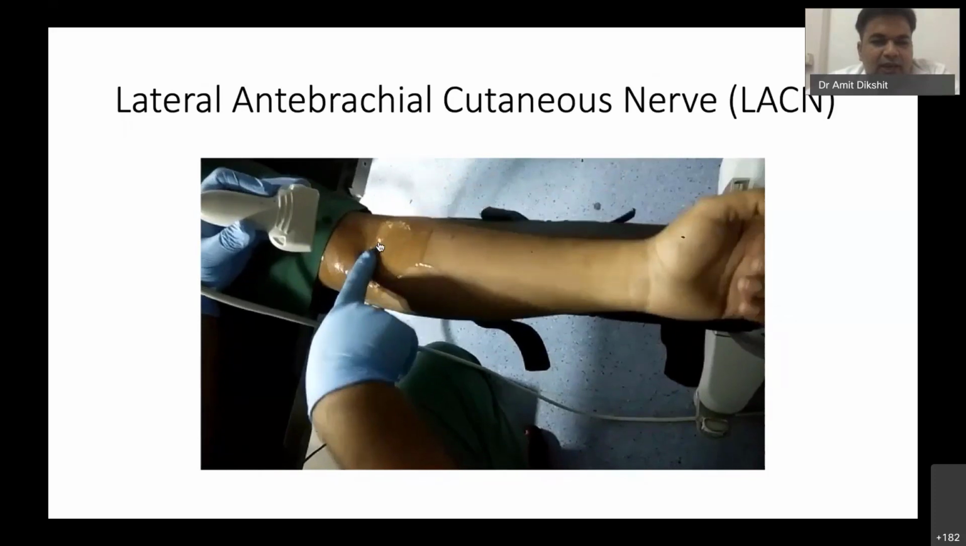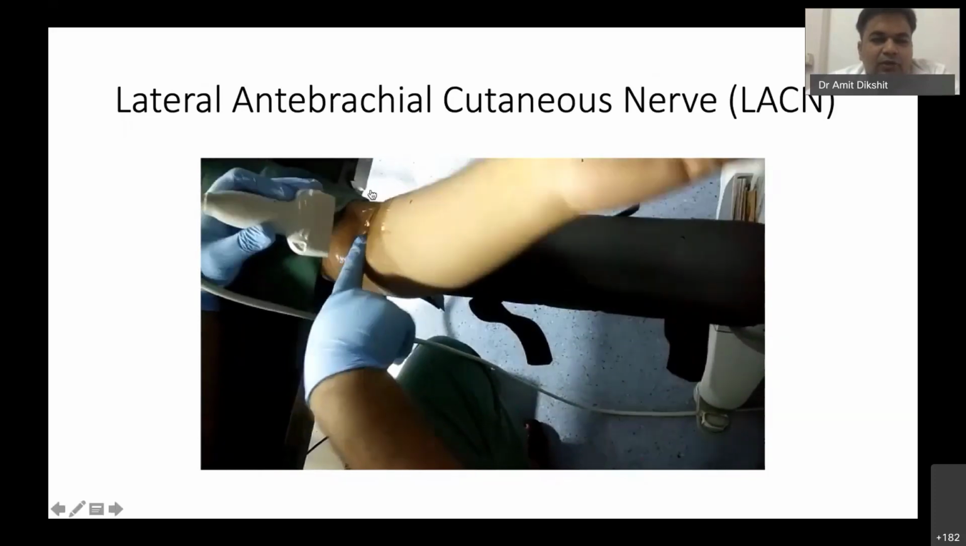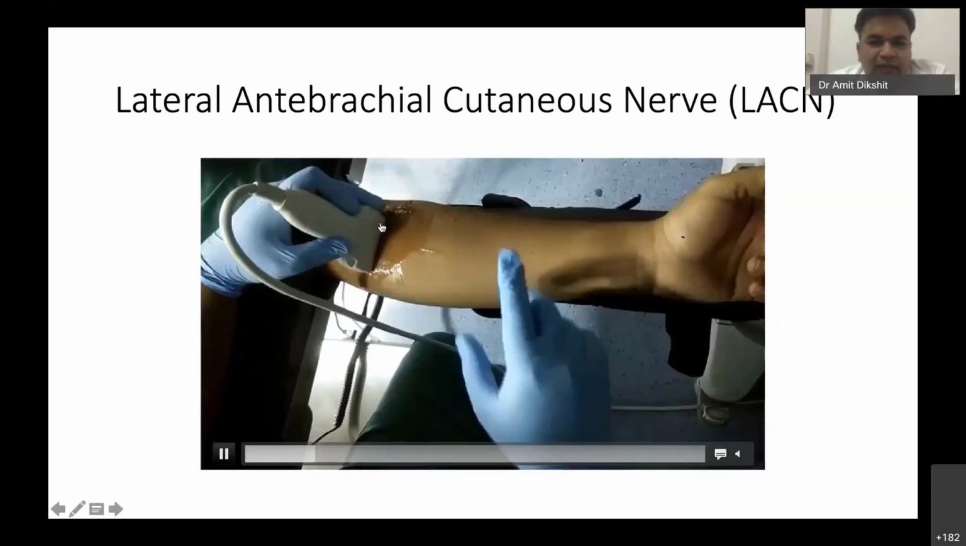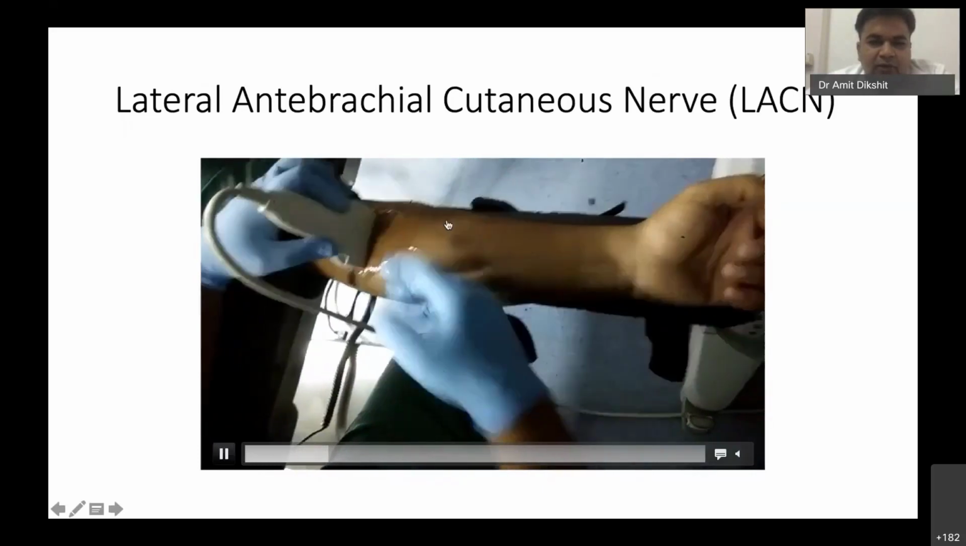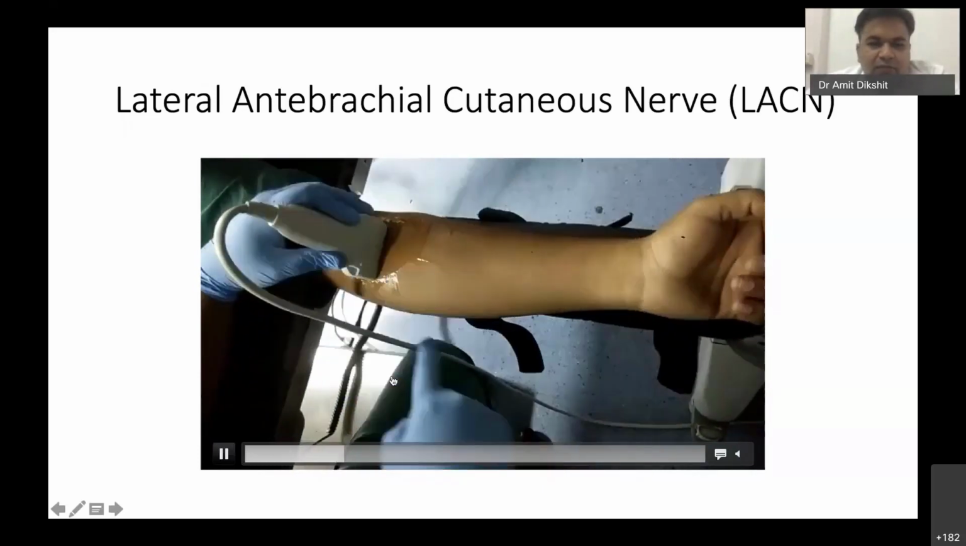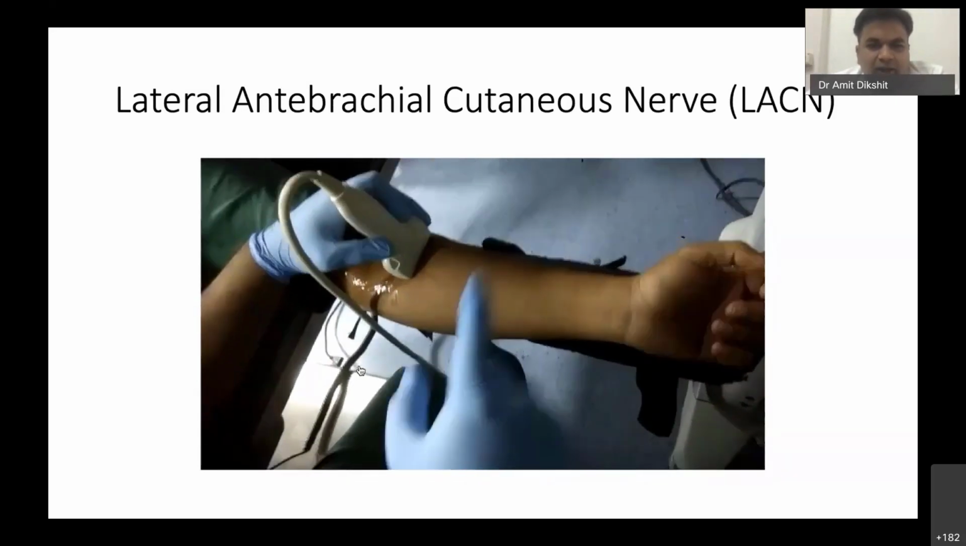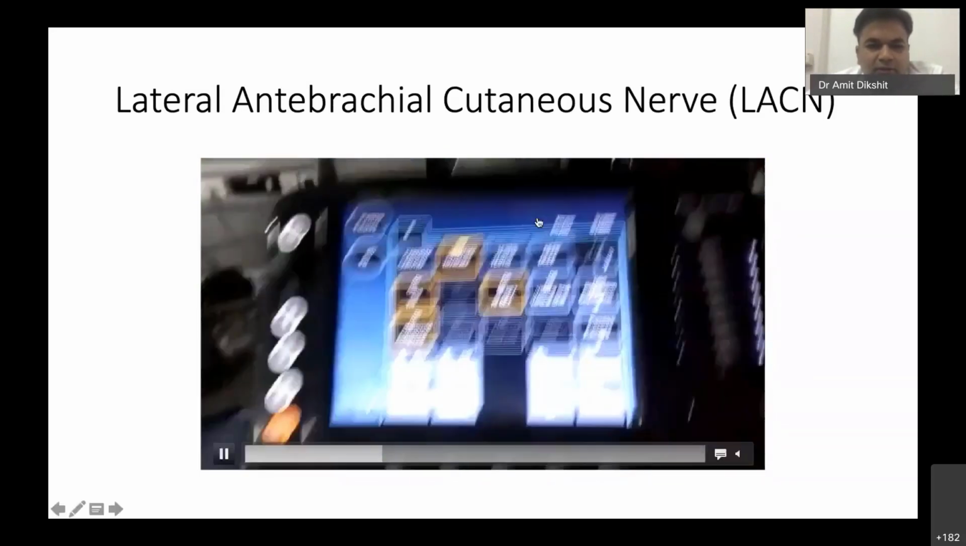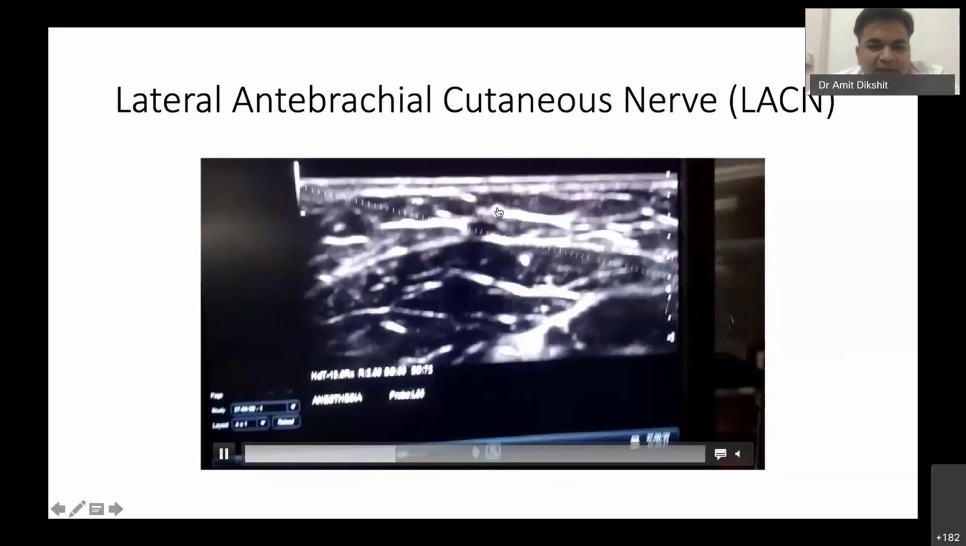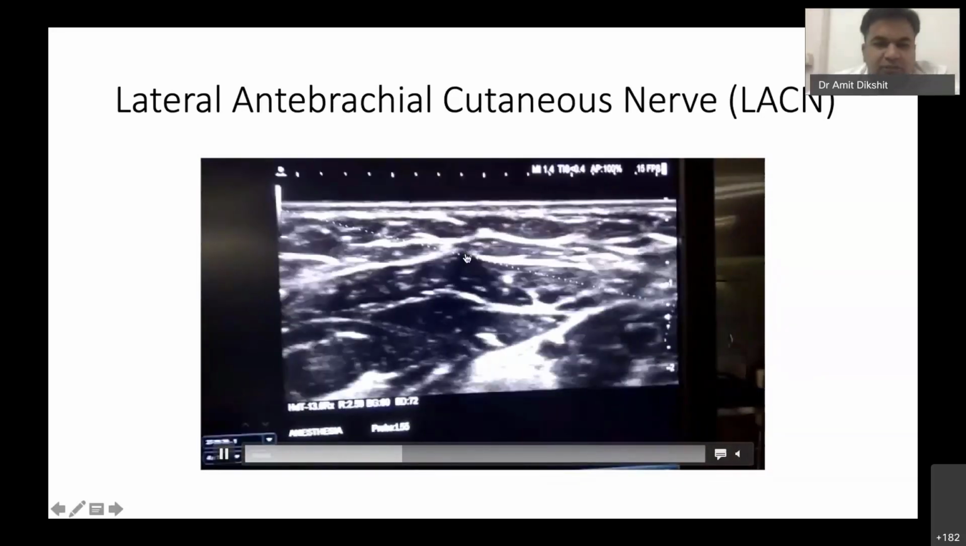That's the tendon, and just lateral to it, you have to place the probe and move in the lateral direction and try to identify a vein which is quite consistently present. Just by the side of the vein, you can administer the local anesthetic.